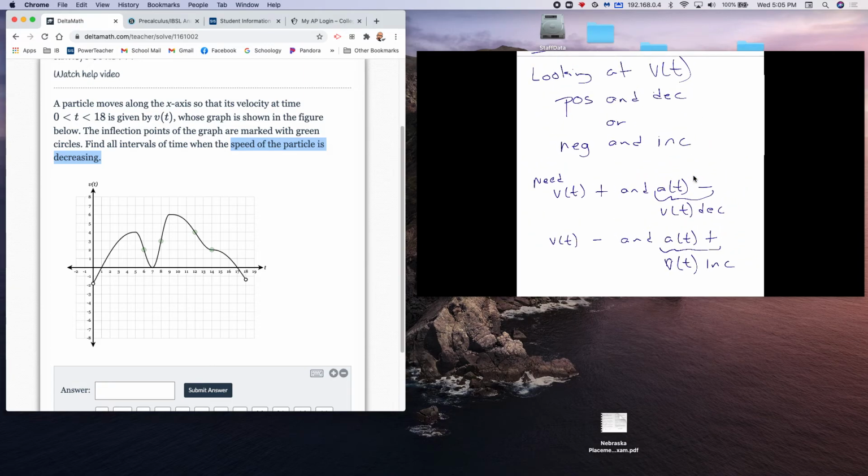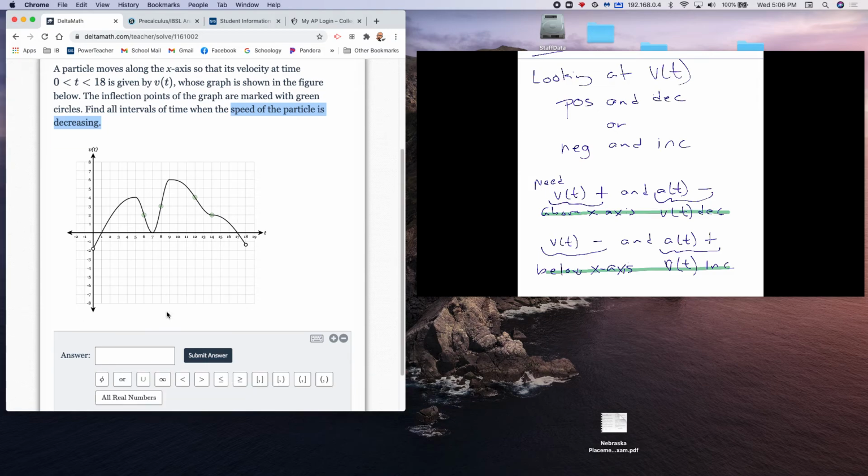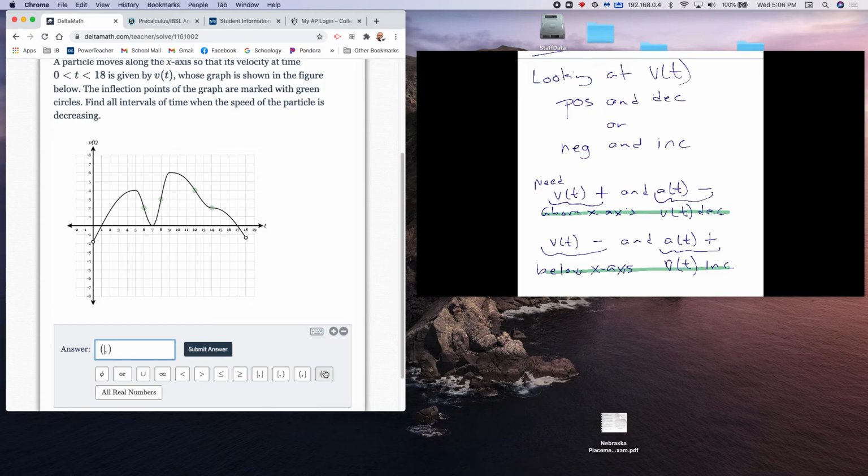We're just looking at v of t. So we need v of t to be positive, that's above the x-axis, or below the x-axis. So here are the two situations we want: above the x-axis and decreasing, or below the x-axis and increasing. Above the x-axis and decreasing looks like it's happening from 5 to 7.